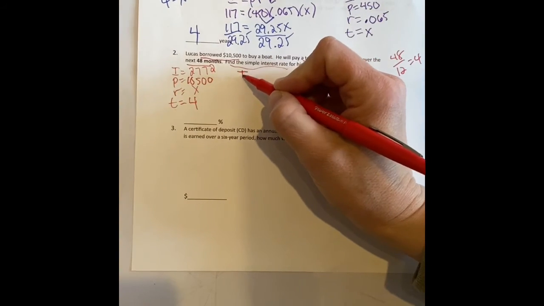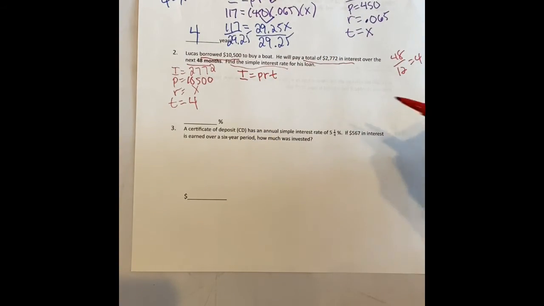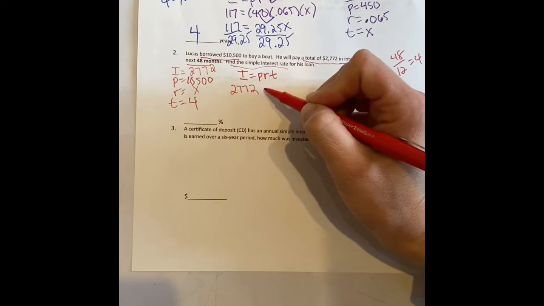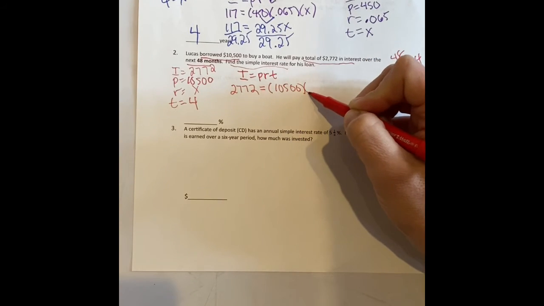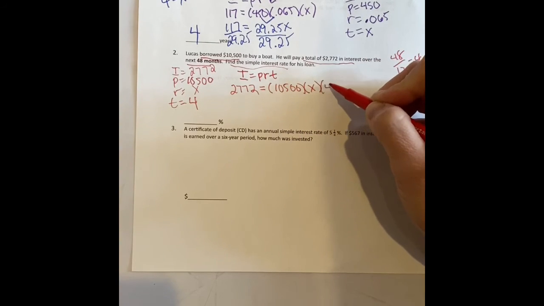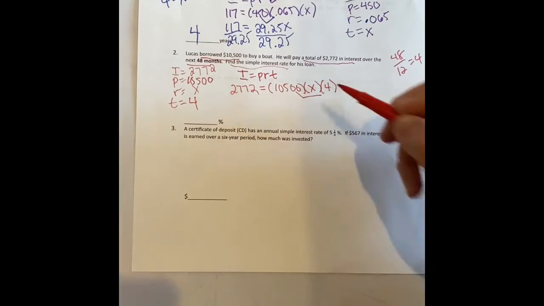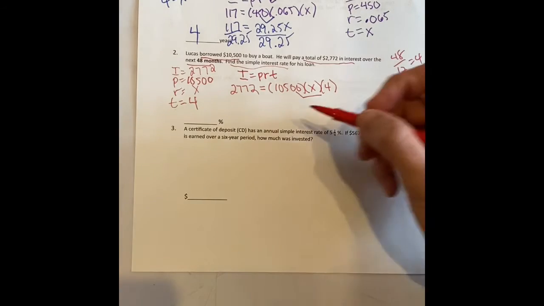Okay, so now we want to write out our formula. I equals PRT, and we want to substitute in what we know. So I is 2,772 is equal to principal times rate, which we don't know, so we put an X, times time, which is 4. So now what we want to do is multiply together our 10,500 with 4, and that would give us 42,000.